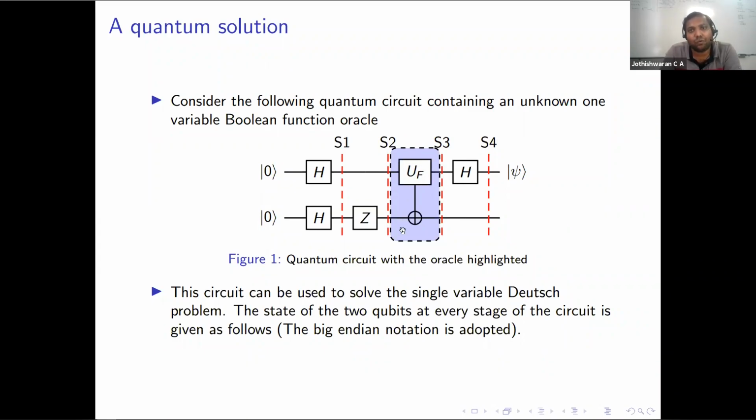This is given to us beforehand and we do not know what it is. So how do we find out what, I mean, we don't have to find out exactly what UF is. We want to find out if UF corresponds to a constant Boolean function or a balanced Boolean function. So this is the order of the transformations being performed. I'm starting with the initial state 0, 0. The big endian notation is adopted here, which means when I say ket 0, 0, I mean this qubit first and this qubit second.